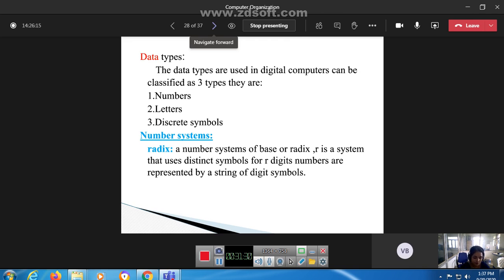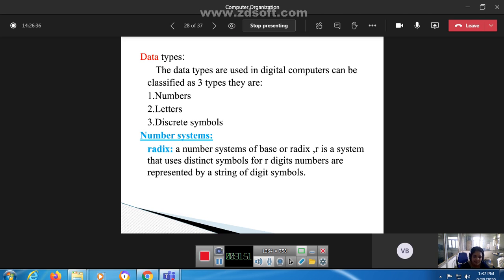So next, coming to data types. What is meant by data types? Data types used in digital computers can be classified into three types. They are numbers, letters and discrete symbols.